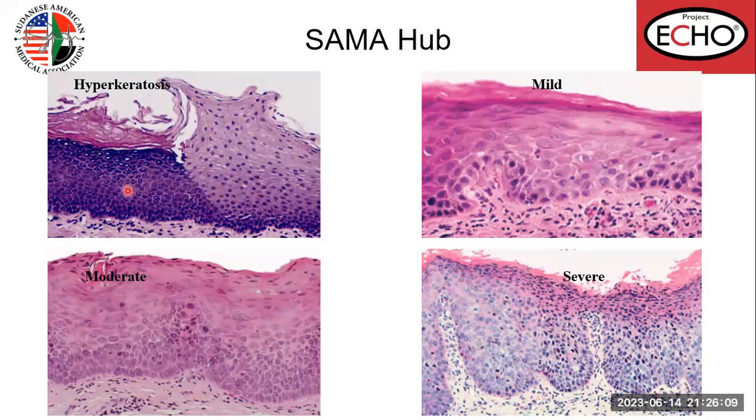Here, all the cells are basically the same size. But here you have some cells that are larger than the others. You have some cells that have darker nuclei, and the connective tissue underneath contains a little bit of inflammatory cells, which are the dark dots that you can see under the epithelium here.